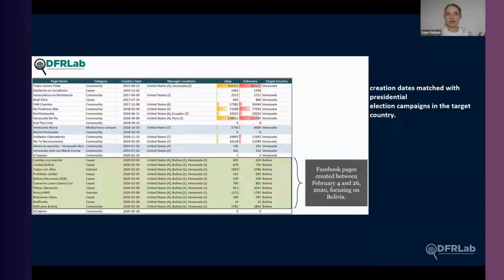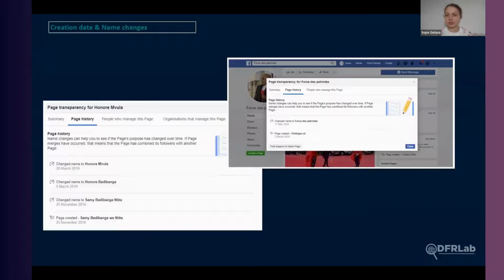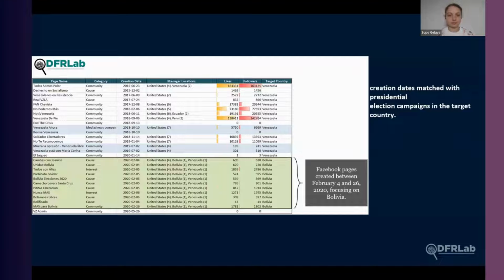If you have some pages created way earlier, a couple of years ago, but you have a history of name changes around elections, 1 month ahead of elections, 2 months ahead of elections, then these are already very interesting signs of coordination or of some political content around specific elections. So pay attention to the dates when the page was created and also whether the page has a history of name changes. This information is given in the page transparency section.